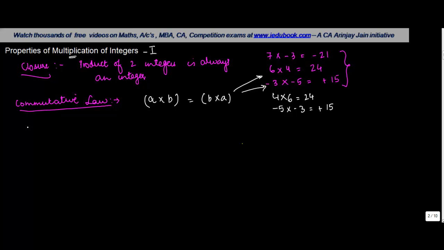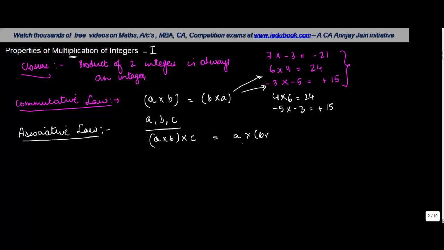Okay? The third one is the associative law. Right? Now what does the associative law of multiplication of integers say? The associative law basically says that for any three integers a, b and c, (a into b) into c is always equal to a into (b into c).